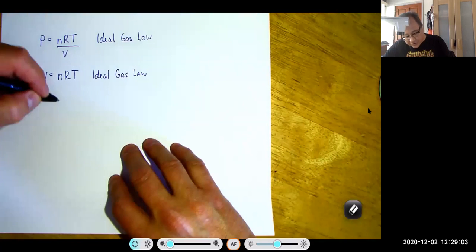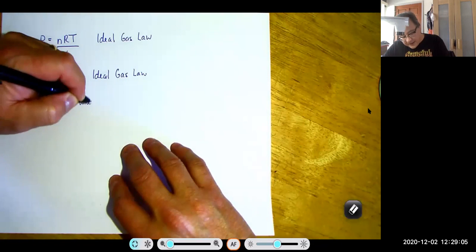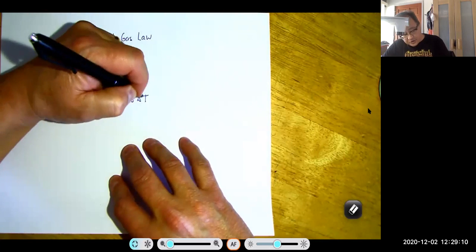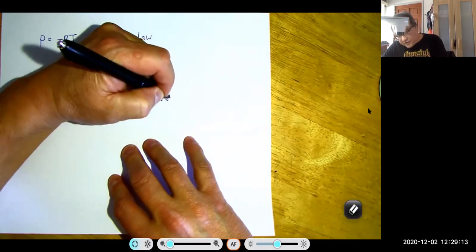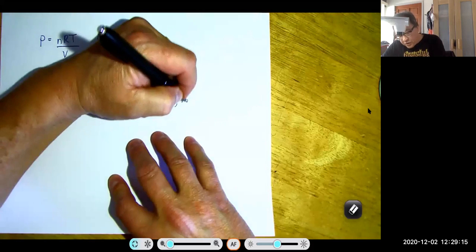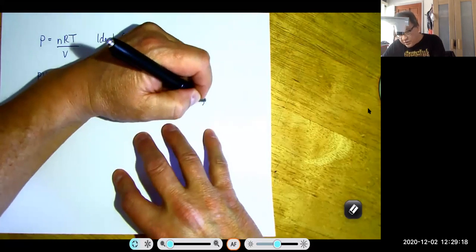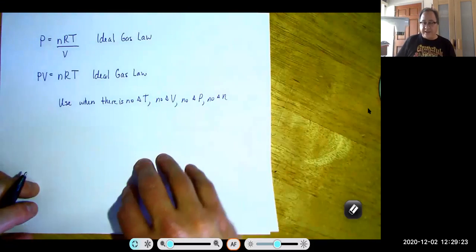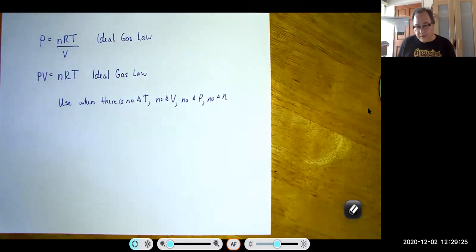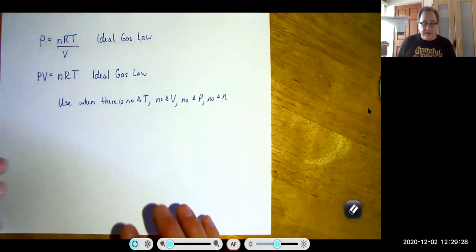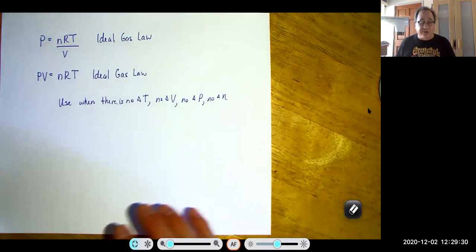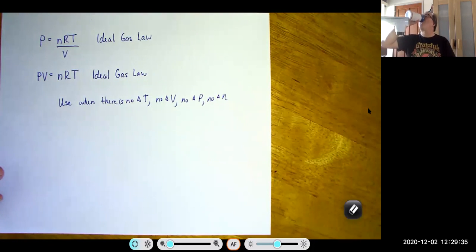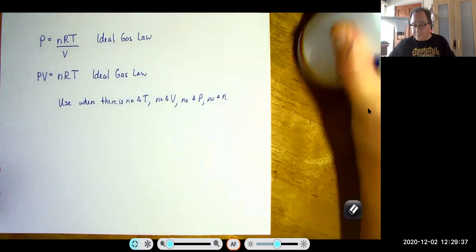Now, when do we use this equation? You use it when there is no change in temperature, no change in volume, no change in pressure, and no change in moles. So when they say, hey, there's a gas in the box, the volume of the box is this, the moles are this, and the temperature is this, what's the pressure? That's what you do. Okay.